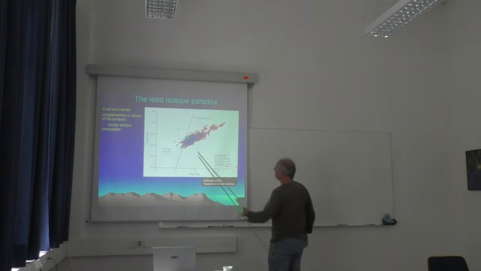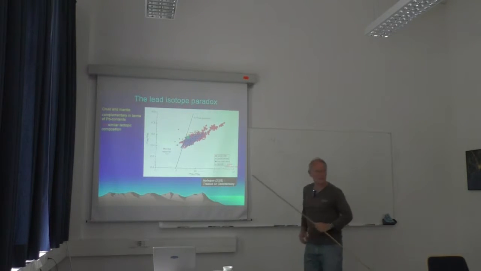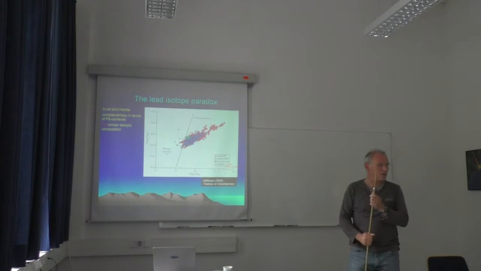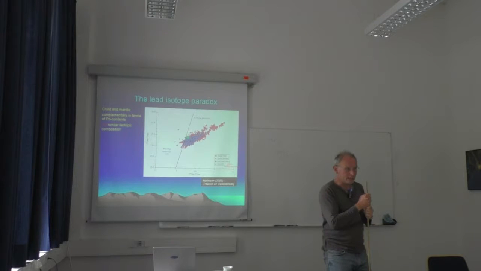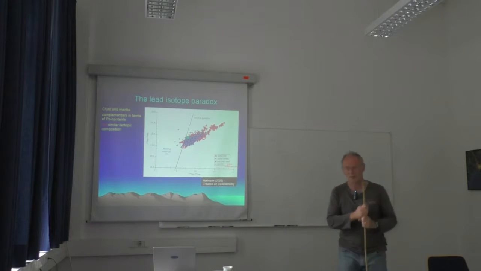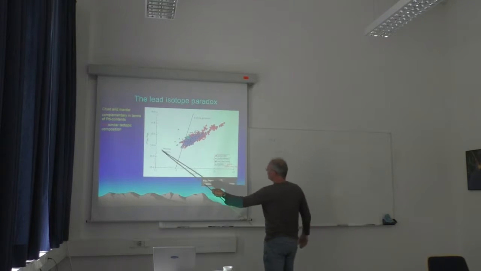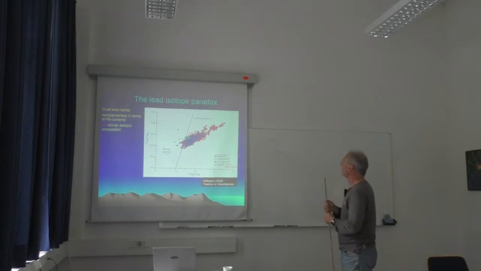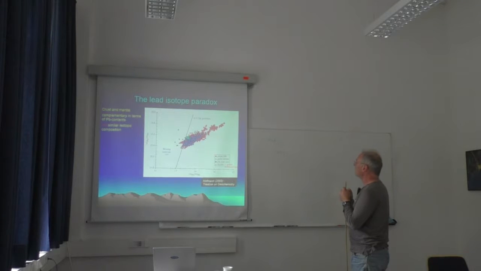Yeah, so when so many rocks plot to the right of the geochron, actually we have to ask, is there another reservoir with less radiogenic lead, which must plot to the left of the geochron? This is shown here by the missing reservoir. That is one question which comes from this data distribution.